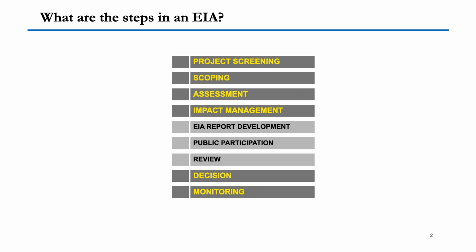Then, after impact management, the environment impact assessment report is developed, which is taken to the public and discussed for public participation. Then it is reviewed, a final decision is taken, and the last step is the monitoring part. But how these steps are done, what these steps actually mean, how the report is developed, what kind of public participation is involved, and what aspects are reviewed, all these things will be explained to you in the slides ahead, one by one.